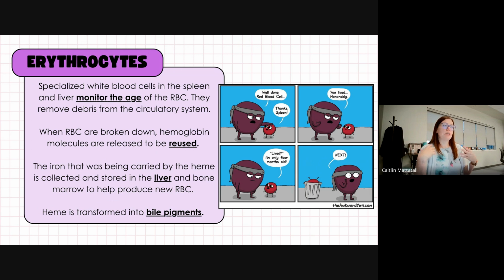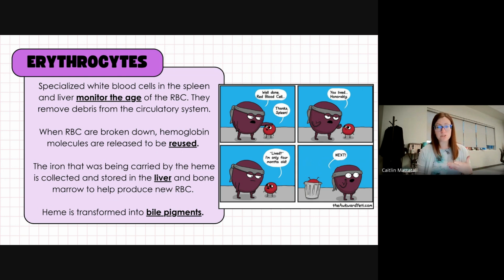We can also reuse pieces of the red blood cells. So we're all about recycling in our body and using what we can to make sure that we're not having to make everything from scratch because that requires a lot of energy and we just don't want to do that. So when we break up the red blood cells, we're going to use pieces of those hemoglobin molecules again to create more red blood cells.